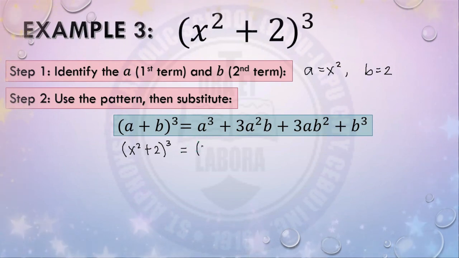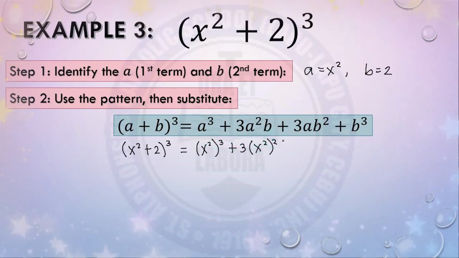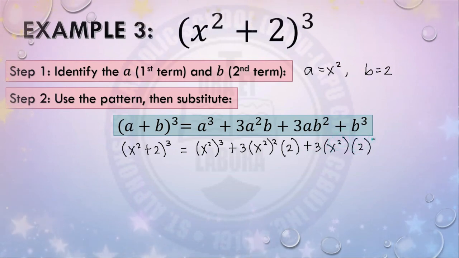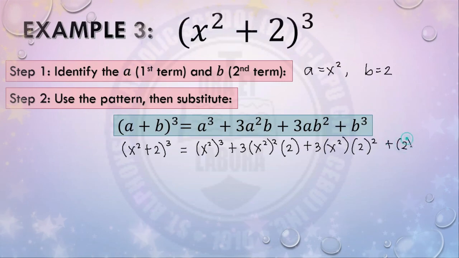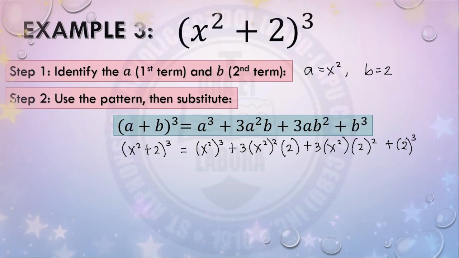Then, substitute: (x squared) cubed plus 3 times (x squared) squared times 2 plus 3 times x squared times 2 squared plus 2 cubed. Before moving on to the next step, you examine again your equation. If there is something you forgot to put or you forgot to substitute, I think that is all correct now. Then we will proceed to the next step.